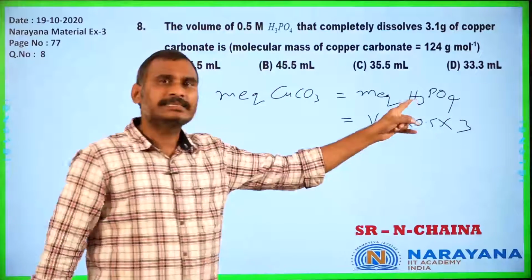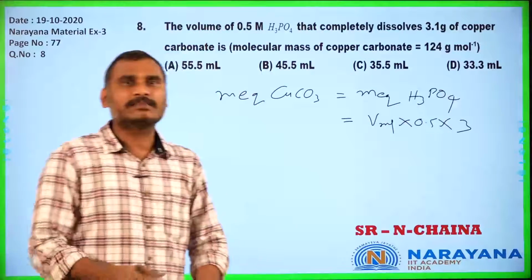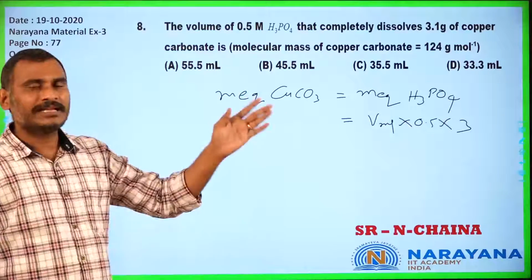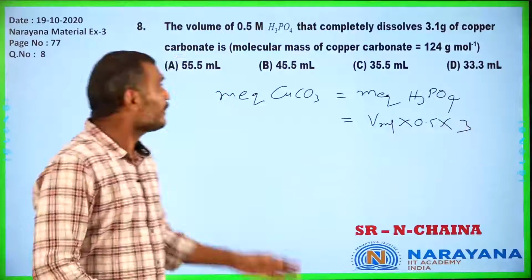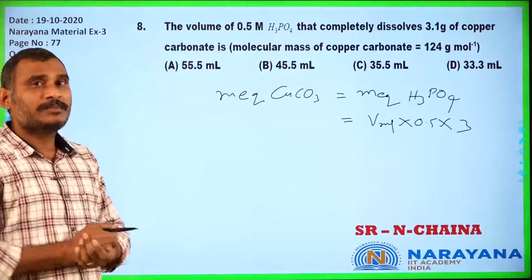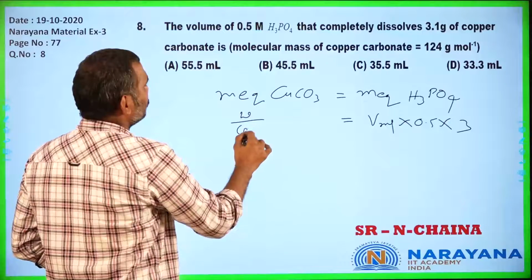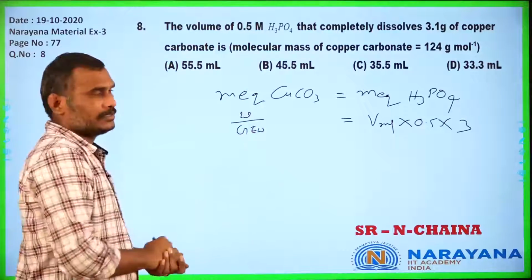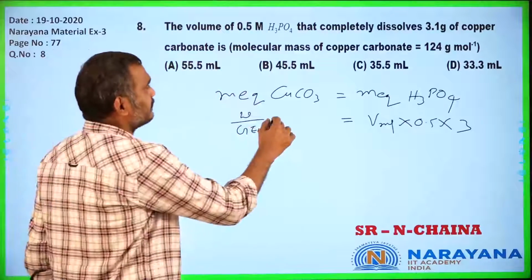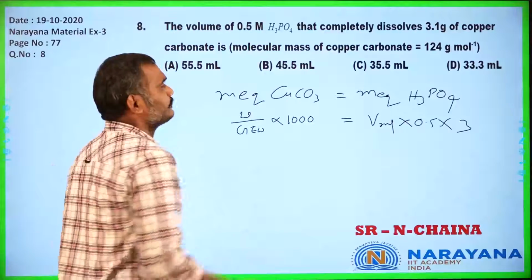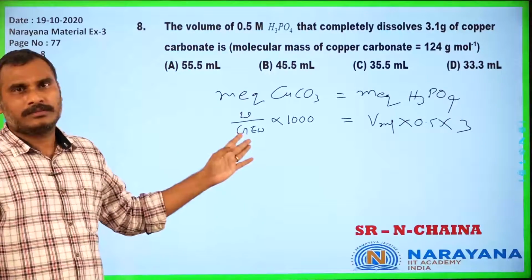Why? The basicity of H3PO4 is 3. The replaceable number of hydrogens are 3, that is, the number of hydrogens attached to oxygen are 3. That is V into 0.5 into 3. Now the milli equivalents of copper carbonate. Milli equivalents is nothing but weight by gram equivalent weight, which is called number of equivalents, into 1000. That becomes the milli equivalents. Got my point?